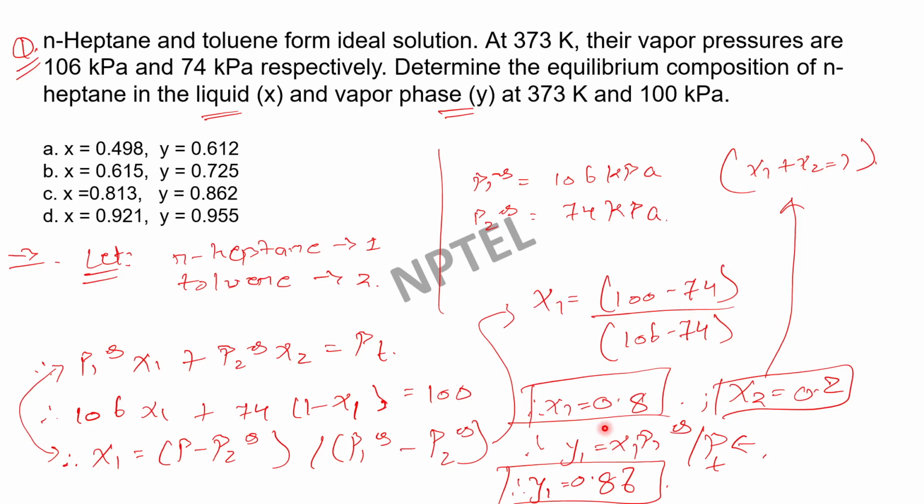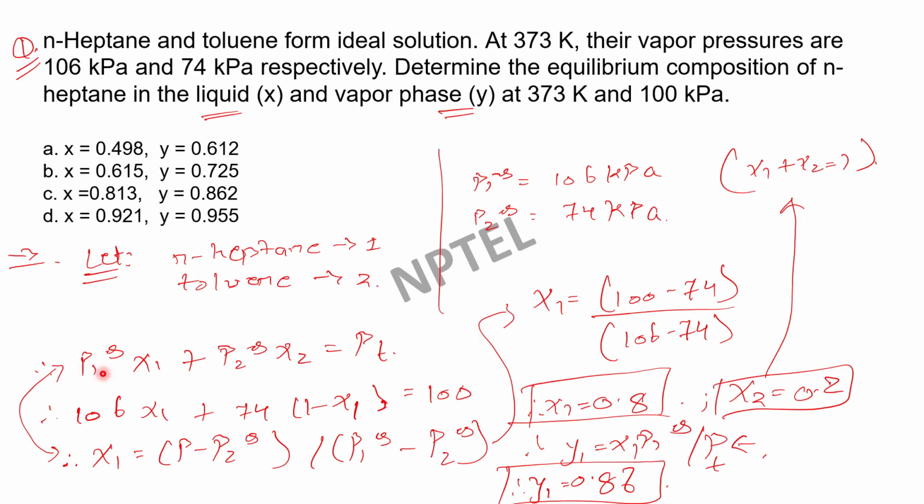Now, in order to find the vapor phase mole fraction, we'll use Raoult's law, which is yi equals xi times pi sat divided by P. So for component 1, y1 equals x1 p1 sat divided by PT. We'll put x1 as 0.8, p1 saturation as 106 kilopascal, and the total pressure as 100 kilopascal. So the mole fraction of component 1 in the vapor phase, y1, turns out to be 0.6. So this is the simplest one, just using the value of total pressure.